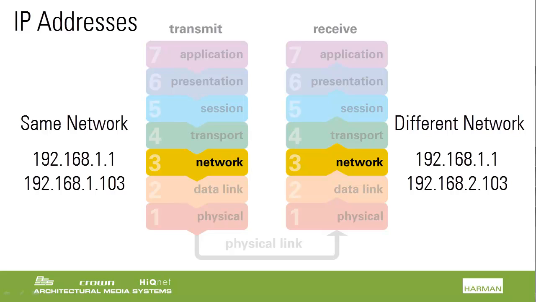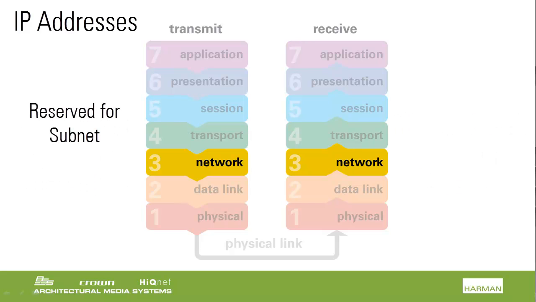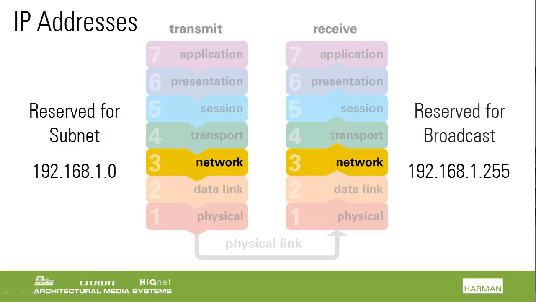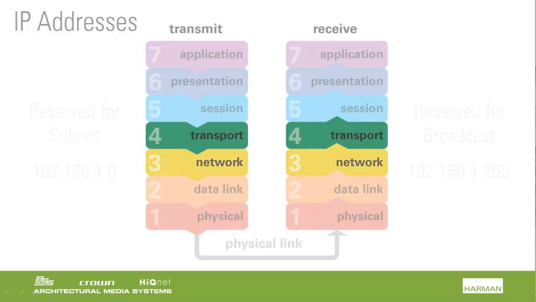An important thing to note about IP addresses in a subnet is that the first and last addresses are reserved. The first address identifies the subnet itself, and the last address identifies the broadcast address for systems on that subnet. So make sure that you don't use those 2 numbers when configuring an IP address network. All devices and the control computer network interface card are configured on the same IP address network to communicate with each other. Layer 4 is the transport layer.